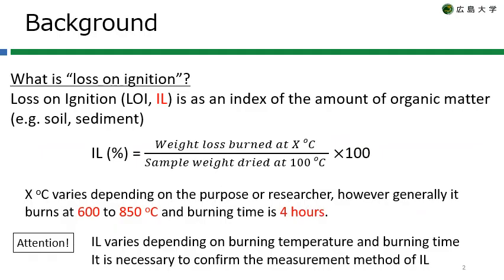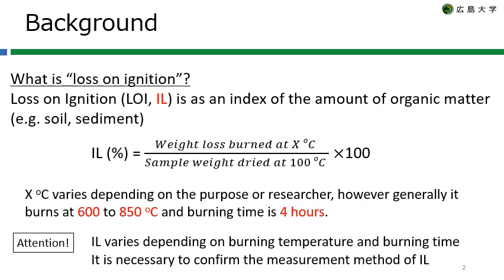First of all, I'd like to explain what loss on ignition is. Loss on ignition is an index of the amount of organic matter contained in sediment. In this presentation, I use IL to mean loss on ignition. IL is often used in our study area. The calculation of IL is as shown in this formula.